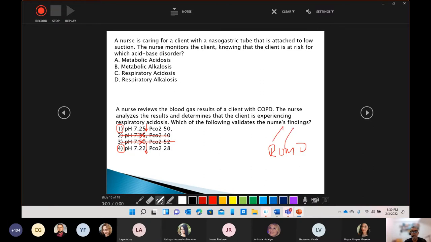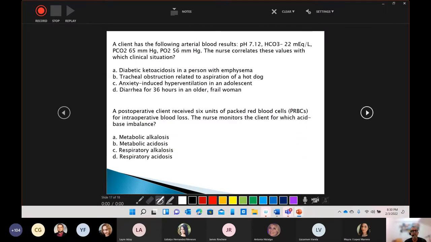Respiratory, opposite. Opposite, no? So this arrow is up, this arrow is down. Which arrows are opposite? 1. So the answer is 1. The 4 is a metabolic acidosis. Understand? So it's useful because they test in NCLEX pure, simple acid-base imbalances. They don't take mixed acid-base imbalances.